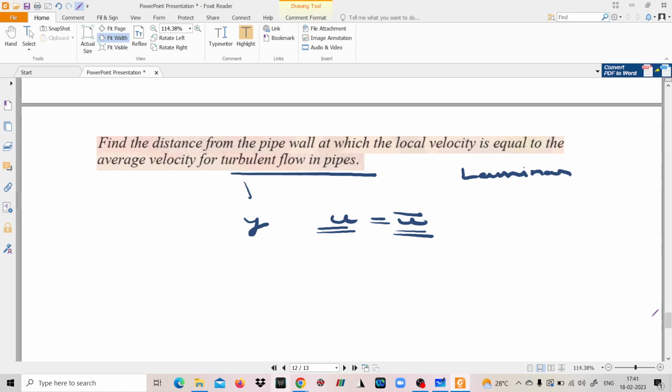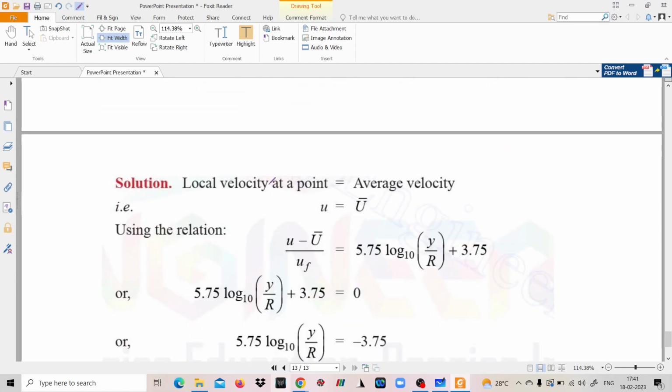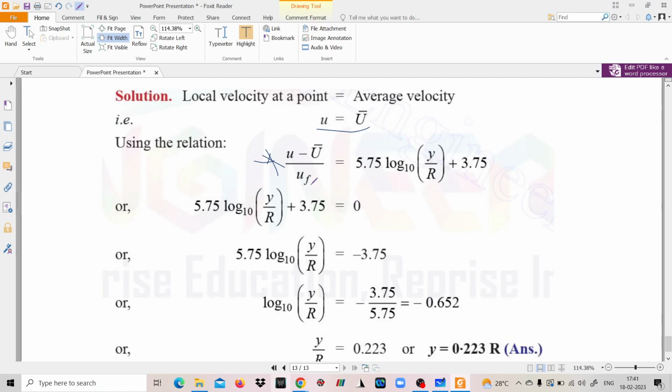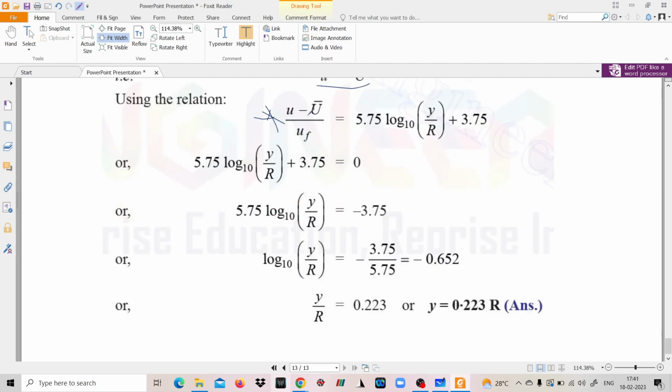Any updates? Okay, so let us see. The local velocity at a point u should be equal to u average. Now this is a very famous relation for turbulent flow in pipes, which you must have seen: (u minus u average) by u star is equal to 5.75 log to the base 10 of y by r plus 3.75. Now if u and u average are the same, then this particular term will become 0.